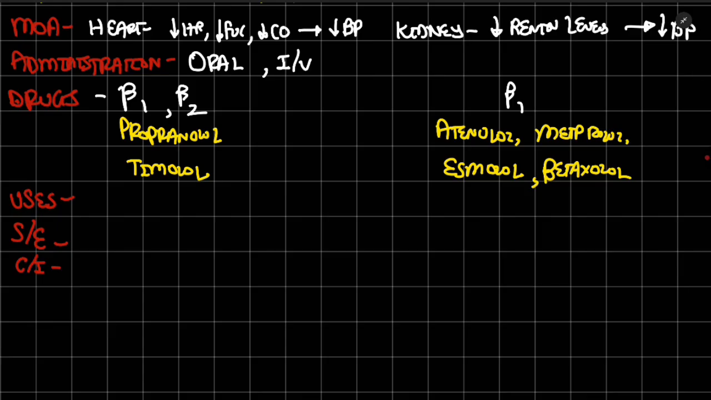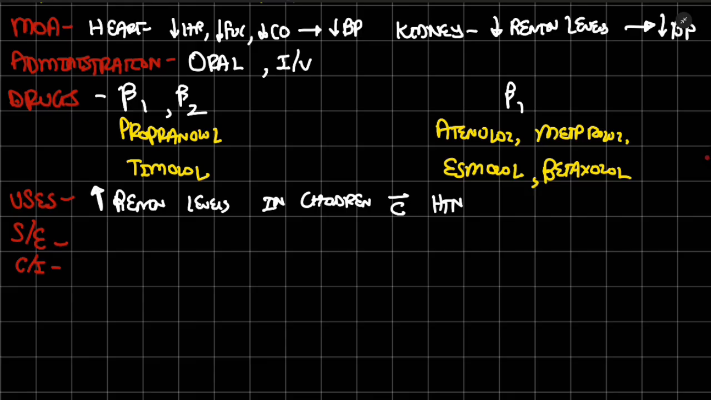Okay, what are the uses? One specific use of beta blockers is hypertension with increased renin levels in children, that is, young hypertensives.